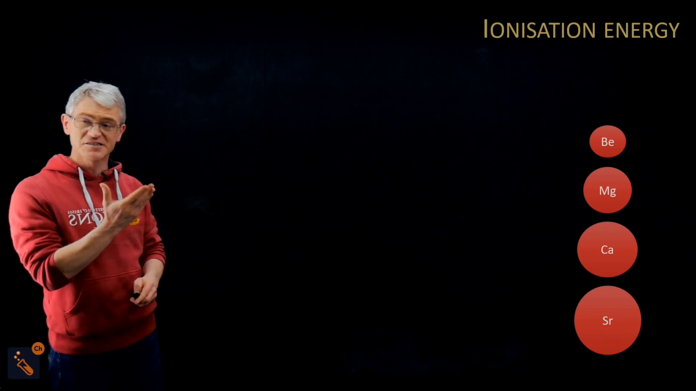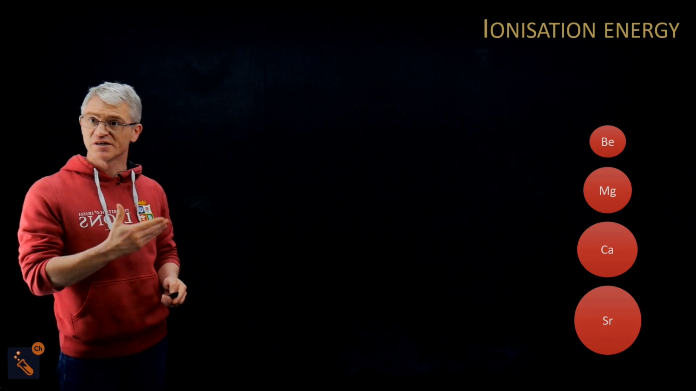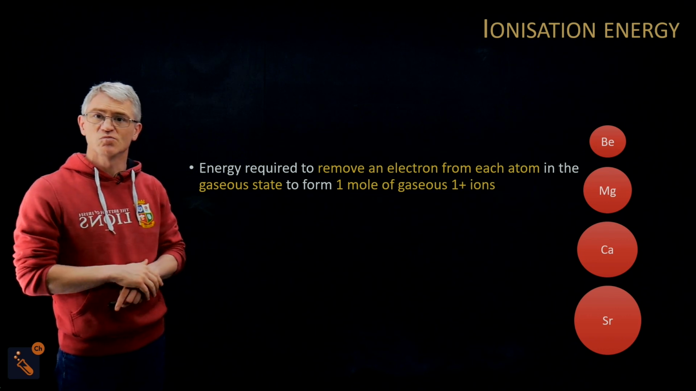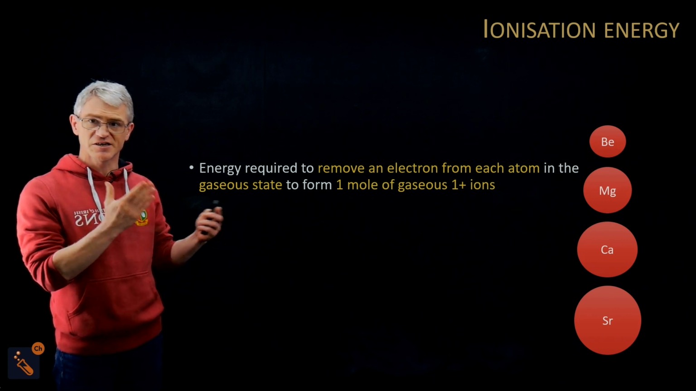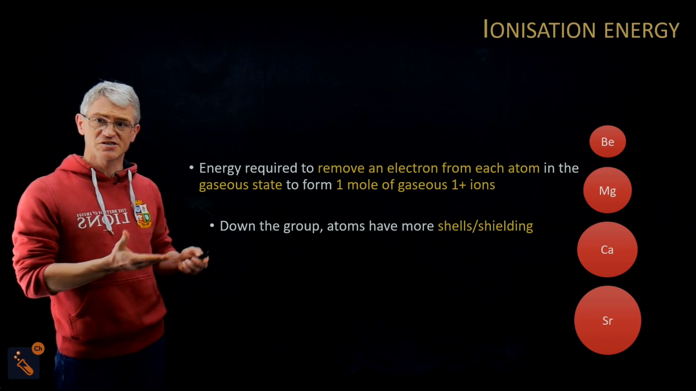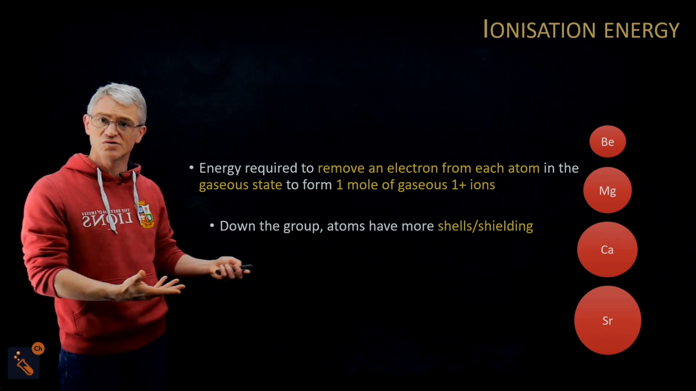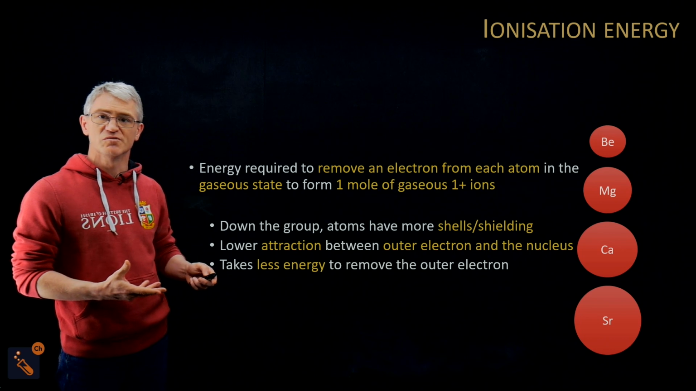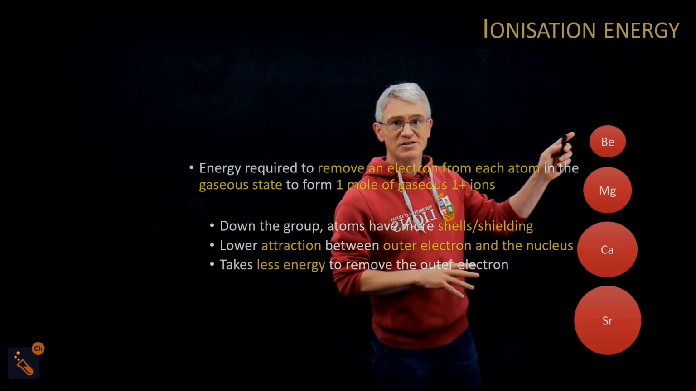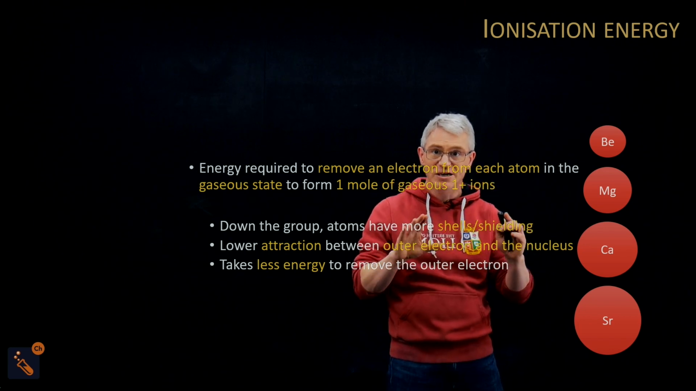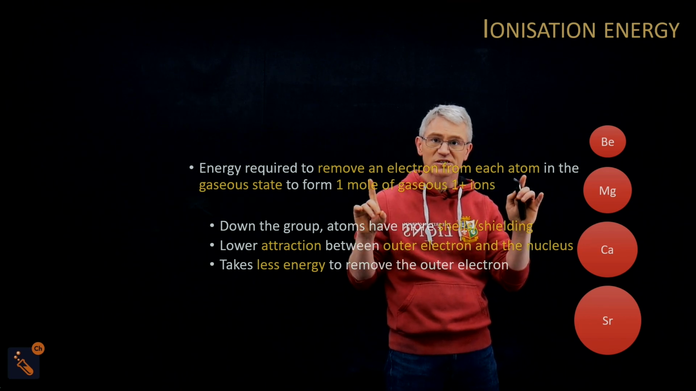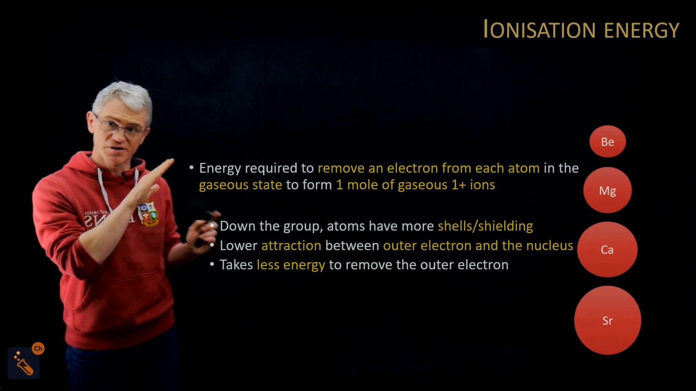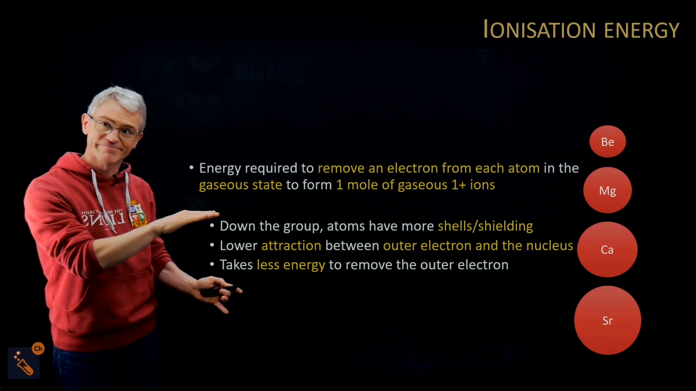That is the same as ionization energy, really, on the first and the second ionization energy. It's the energy required to remove an electron from each atom in the gaseous state to form 1 mole of gaseous 1+ ions. That's our definition of ionization energy. And you've got the same answer down the group. They have more shells, more shielding, lower attraction between the outer electron and the nucleus, and it takes less energy to remove them. So as you go down, your first ionization energy, the amount of energy it takes to remove an electron from each atom, is going to get less because you've got more shells and the attraction is lower. But that is your exam answer.